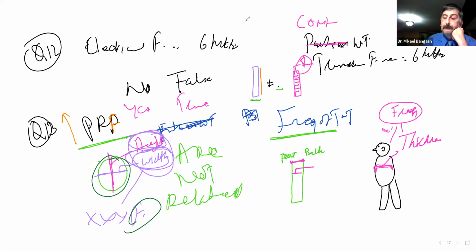Did you get that? So here it becomes false because it's a diameter. Had it said thickness, then of course it would determine. Did you get that? Yes. Good.